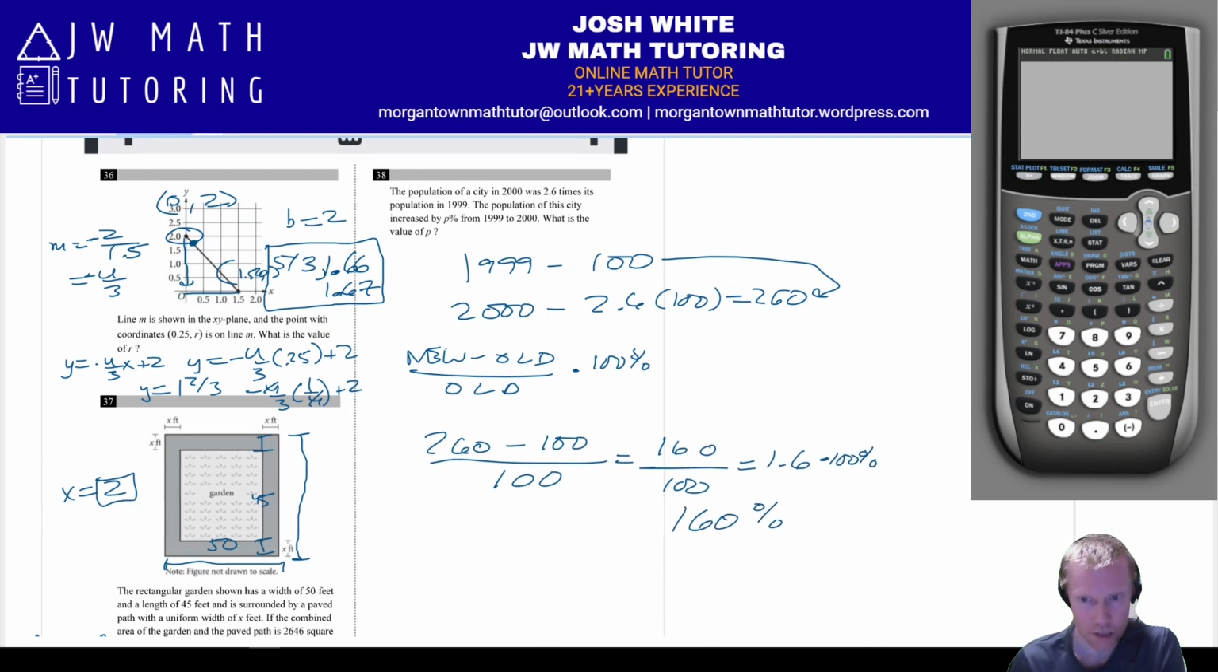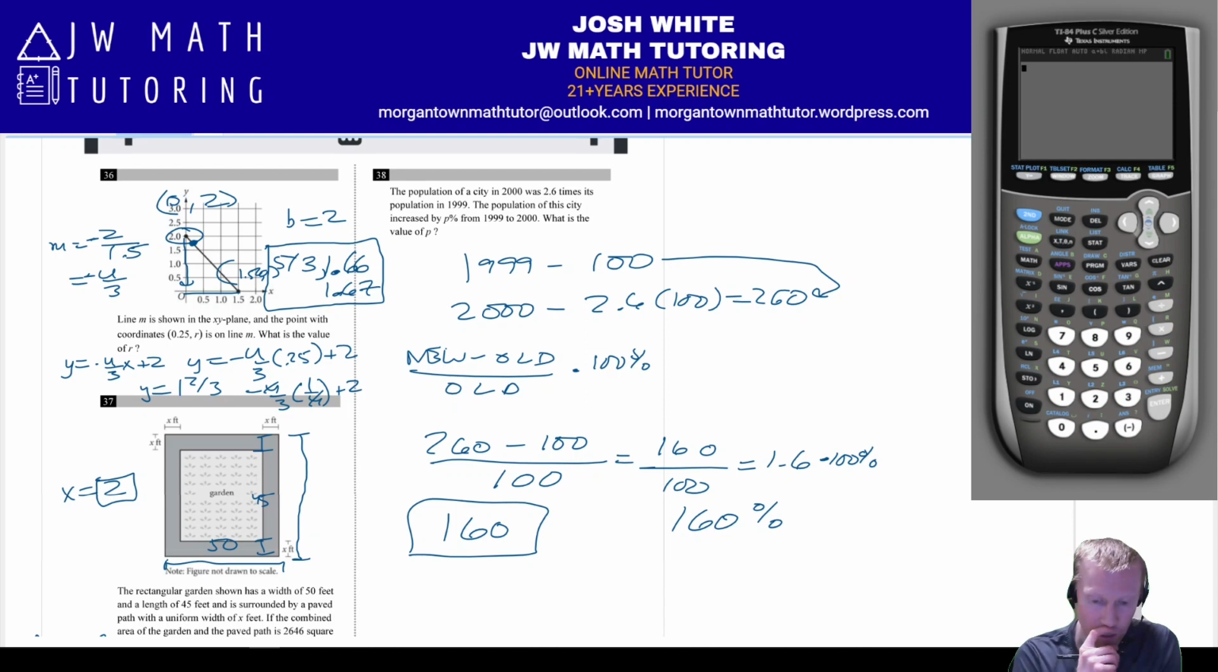So the correct answer to this is 160%. Therefore, what you would grid in is 160, because again, they're saying that it increased by p%. So once we transform the number to a percentage, just that number with no percent sign is what we want for our answer.